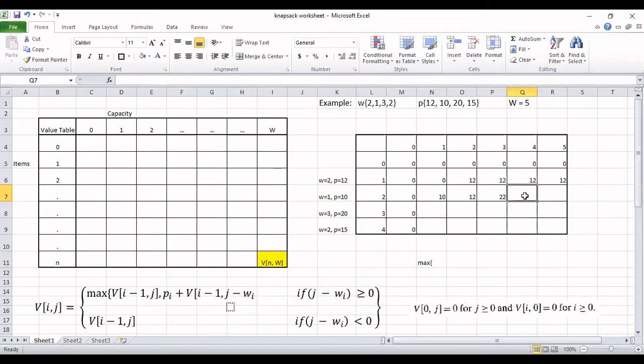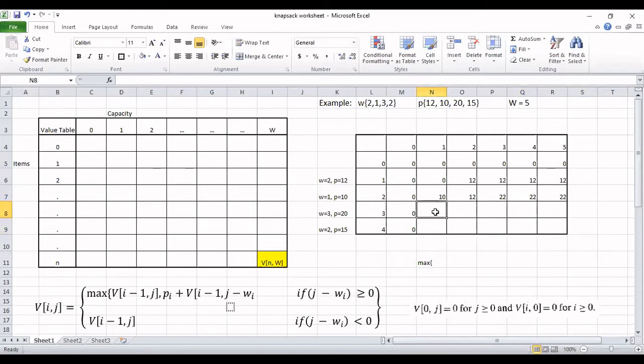How about the next cell? V of 2 comma 4. Now I think we have found the pattern. When you can accommodate both the items, the profit remains the same. So this also becomes 22, because we have accommodated both the items and there are no more contentions. How about the next one? Same, 22. When you can accommodate both the items, there is not much competition. You can very easily put the profit as the sum of the prices of both items.